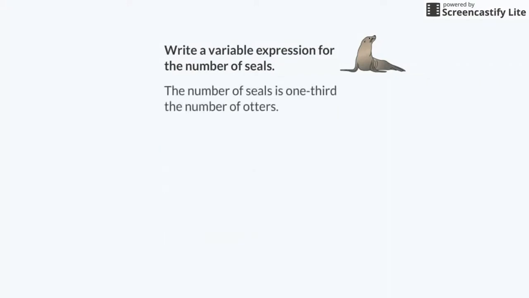I know the number of seals is 1/3 the number of otters. I can write the expression using s for the seals is equal to t divided by 3, because 1/3 means divided by 3. Or I can write s equals t over 3, because 1/3 of the otters means t times 1/3, or t over 3.